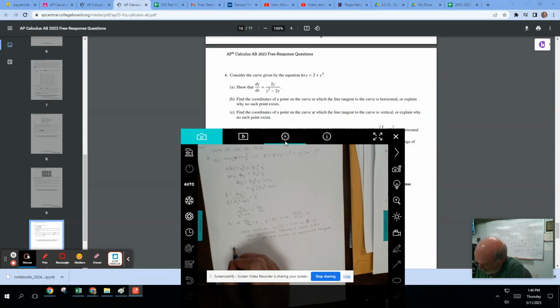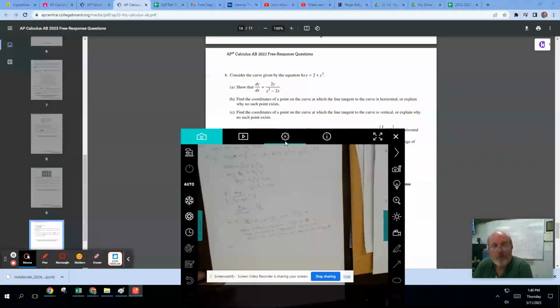Spent a little too much time trying to show something that doesn't exist there, because I should have gone back to the question as soon as I realized that I wasn't getting an answer I expected. Okay, but we got there. Find the coordinates of a point on the curve at which the line tangent to the curve is vertical. Explain why no such point exists.